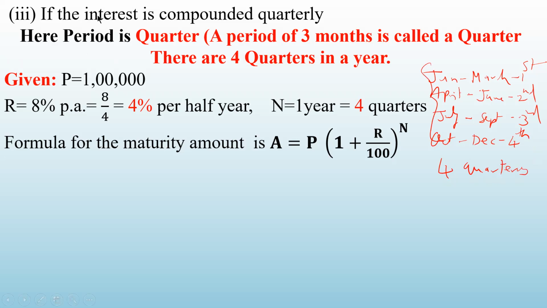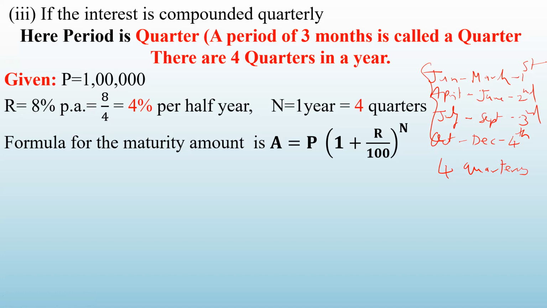So in this situation, when the interest is compounded quarterly, your period is quarter. There are 4 quarters in a year, so in this problem your interest is calculated 4 times in a year. Again, your principal is the same, 1 lakh. R was given as 8% per annum, so for the whole year the rate of interest was 8.